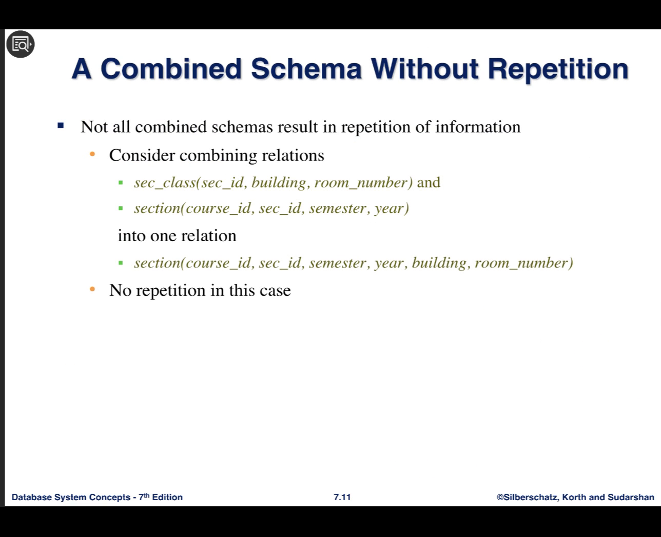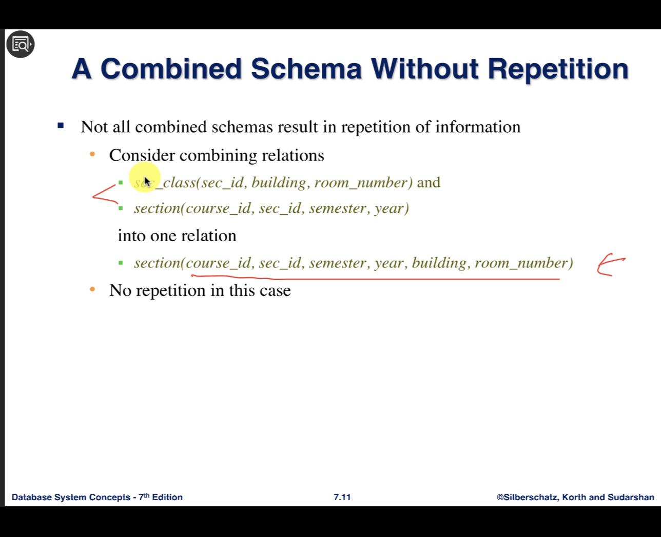Okay? So does that mean combining relations is a bad idea? Not in every situation. It doesn't mean that if you combine two relations, that's a bad idea and they need to be split. No, not always. Remember we talked about the section, and we do have a section relation, section class. We use this one as a relationship between the section and the class. And in this case, we combined them in one relation, right? And this relation contains all the information. Here we don't have redundancy in the data. There's no repetition of the data in this case.